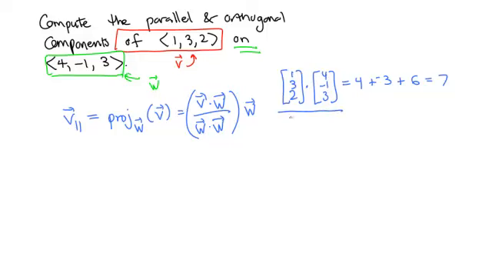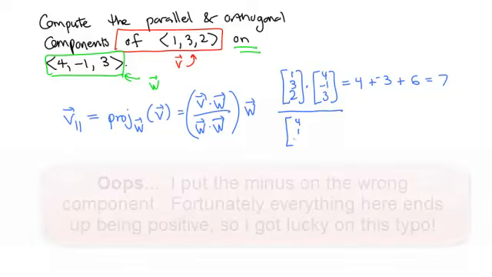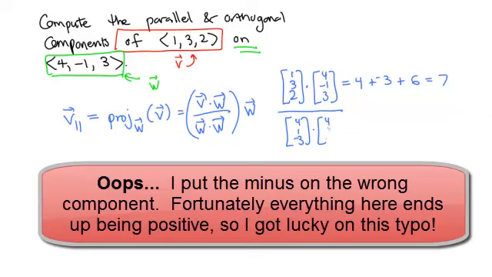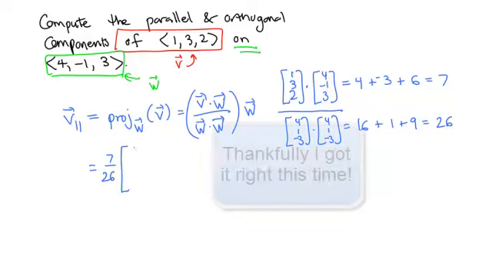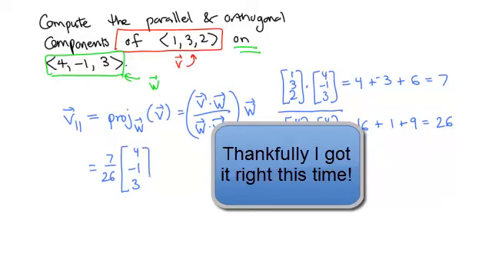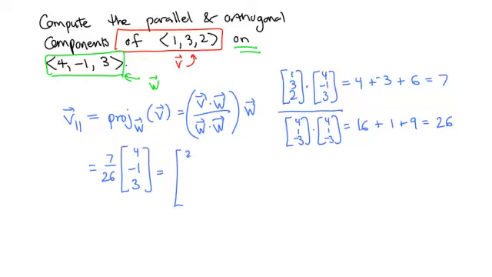On the bottom, we're going to have the vector w dotted with itself. So 4, minus 1, 3, dotted with 4, minus 1, 3. So 4 times 4 is 16. Minus 1 times minus 1 is 1. And 3 times 3 is 9. And that's going to get us a grand total of 26. And so this is going to be 7/26 times the vector w, 4, minus 1, 3. And so multiplying this fraction through, we're going to have 28/26, negative 7/26, and 21/26.